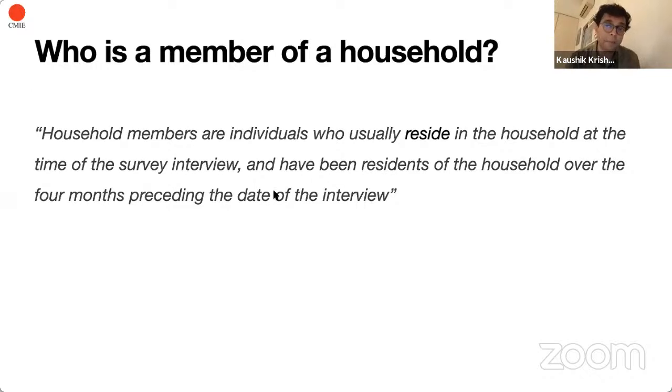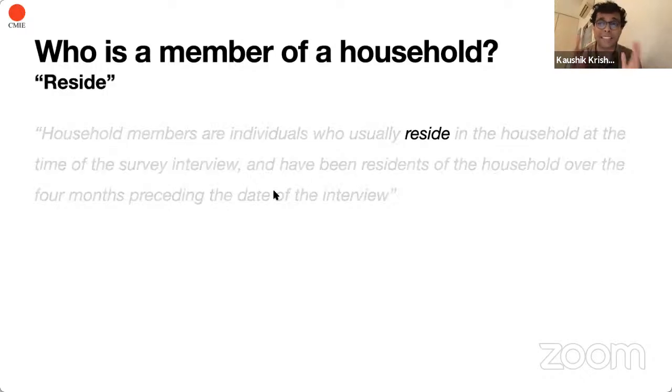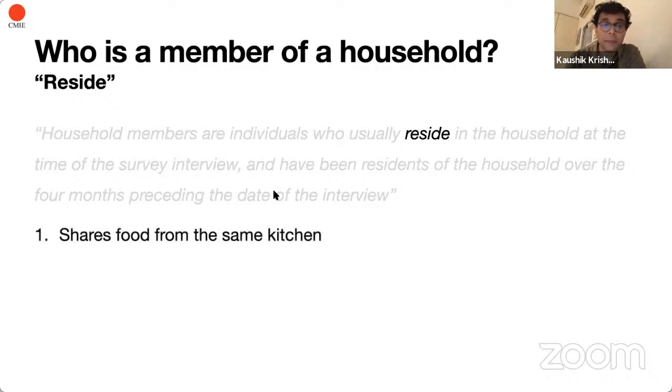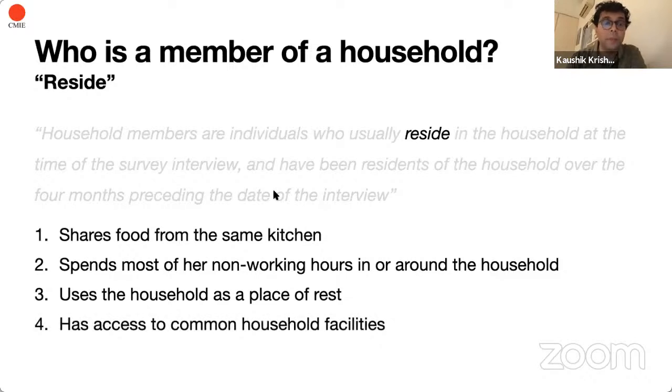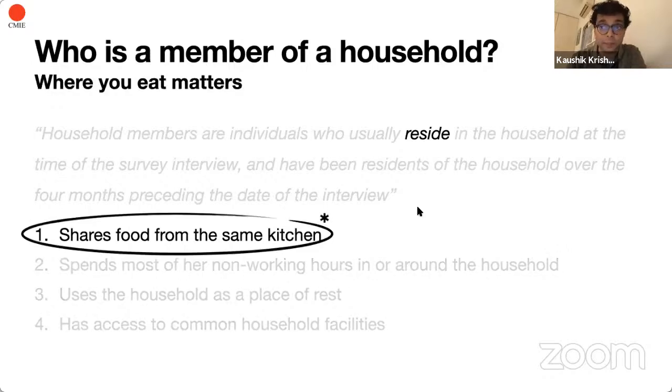And first, let's unpack the most important part of this definition, the word reside. What does it mean for you to reside inside a household? Well, first, it means that you share food from the same kitchen as other people in that household. Second, it means that you spend most of your non-working hours in or around the household. Third, it means that you use the household as a place of rest. Fourth and finally, it means that you have access to common household facilities. Among all of these criteria, the one that's the most important for us is that you share food from the same kitchen. This is really critical in determining whether you reside in the household.